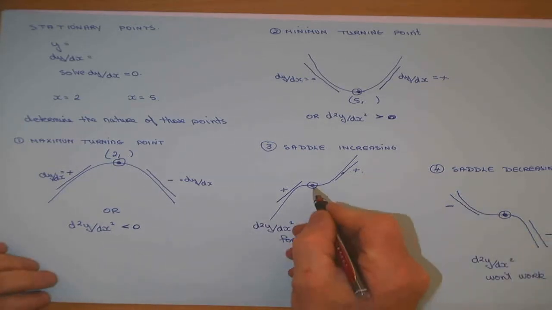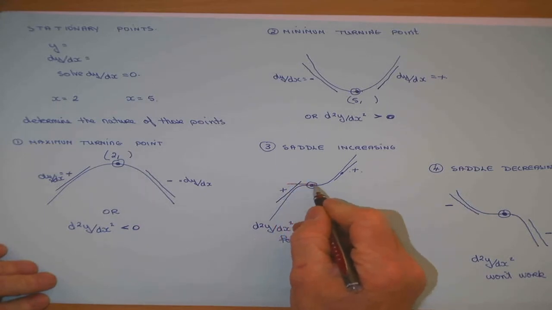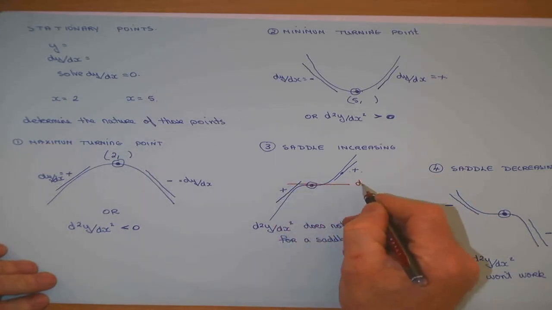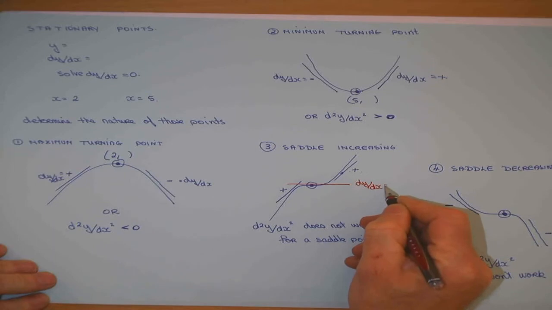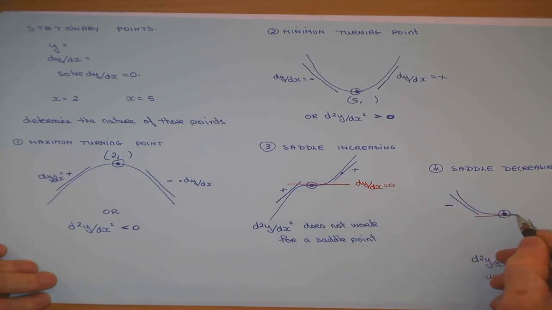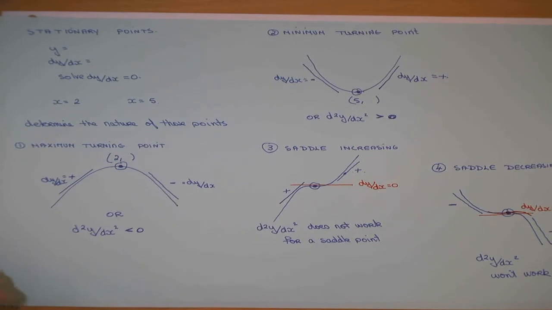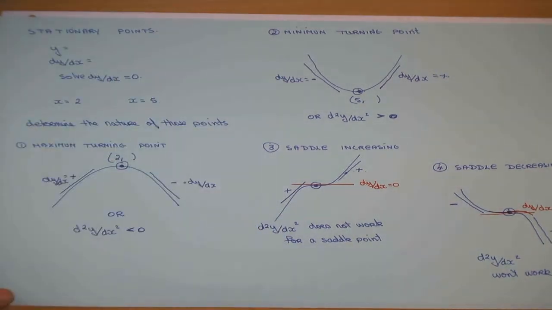At this stationary point, what's dy/dx? It's 0 again. Now, this isn't a great graph. The red should have been a bit more horizontal, yeah? Do you understand that?